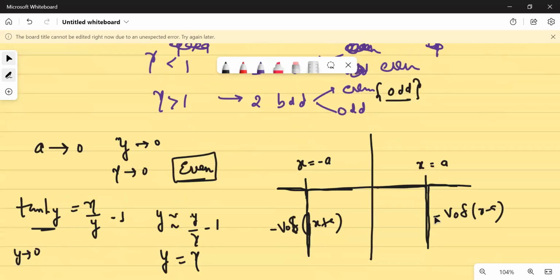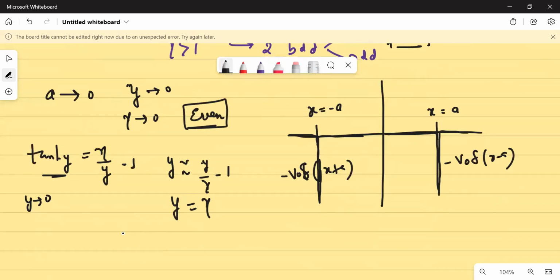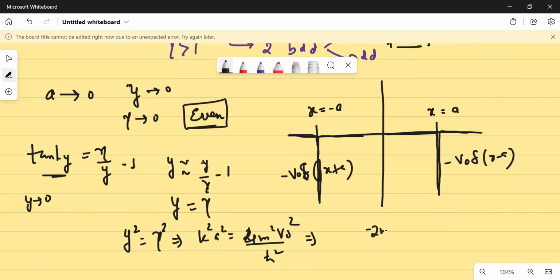Okay. So for evens, it implies, and this is an approximation that you can take, that if y is tending to 0, then your tanh y can be almost written as y. That you can see on your own. So y is equal to gamma. And if I write y is equal to gamma, that implies your y square should be equal to gamma square. And that implies k square a square should be equal to 4m square v naught square a square upon h cut to the power 4. And then you can write minus 2m E1 upon h cut squared times a square is equal to 4m square v naught square a square upon h cut to the power 4.